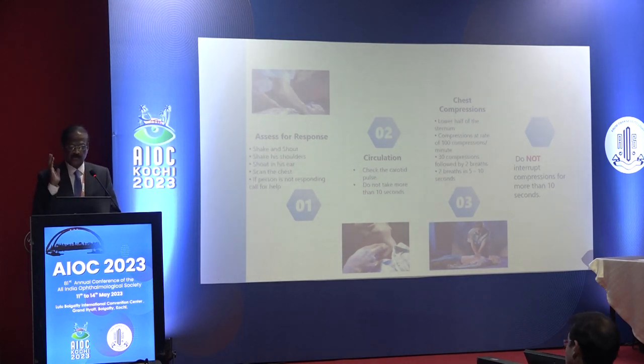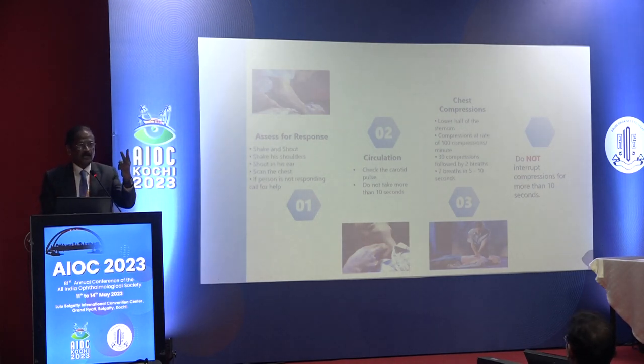Chest compression has to be done on the lower half of the sternum, at 100 to 120 compressions per minute. For every 30 compressions, two breaths have to be given. 30 compressions, two breaths, repeated for five cycles. This makes one round, which should be done in 2 minutes.